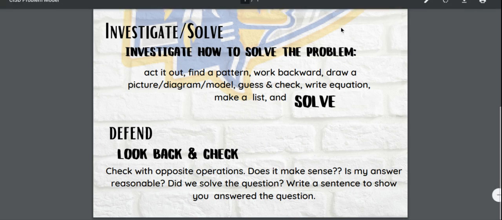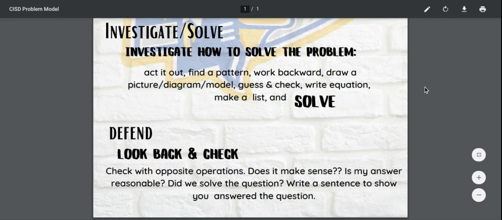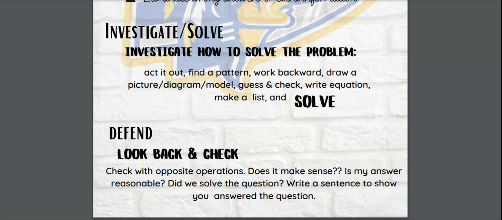Now, this is when we get to the serious business. We have our answer, and we are in the defend mode. This is when you have to look back and check. This is the one that kids like to skip. But guess what? We are not going to skip defend. It's your job to look back and check your work. What does that mean? Check with opposite operations is something you can do. That means if you solved with an addition problem, you might have to go back and check it with a subtraction.